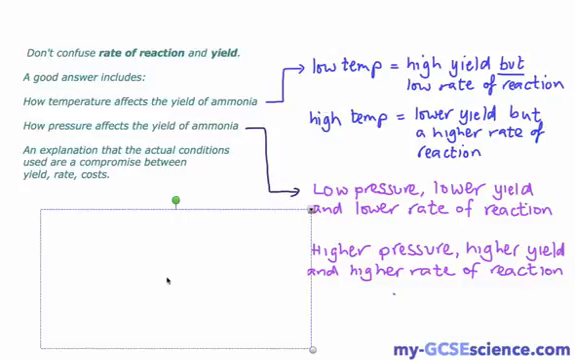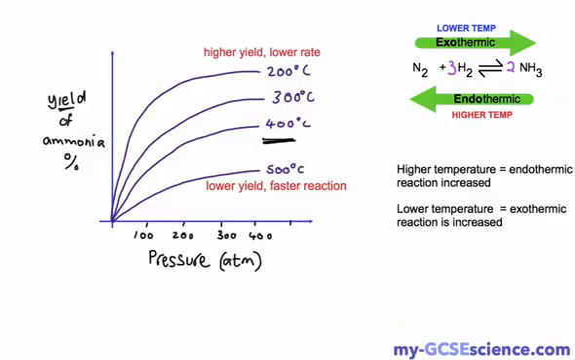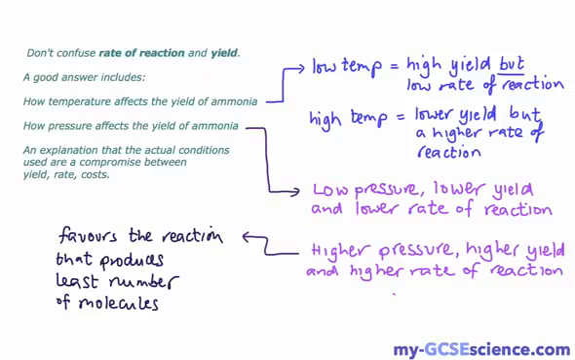Why is that? Well, for this reaction it favors the reaction that produces the least number of molecules, and for our reaction here we said the least number of molecules is our ammonia, so it favors the forward reaction. Okay, so this is a bit of a summary of how you might talk about optimizing the conditions for the production of ammonia, and these are the key things to talk about.